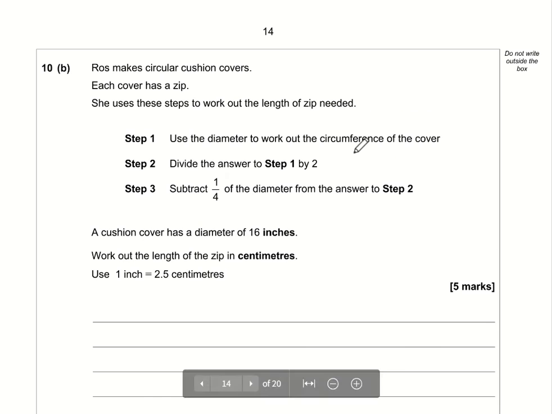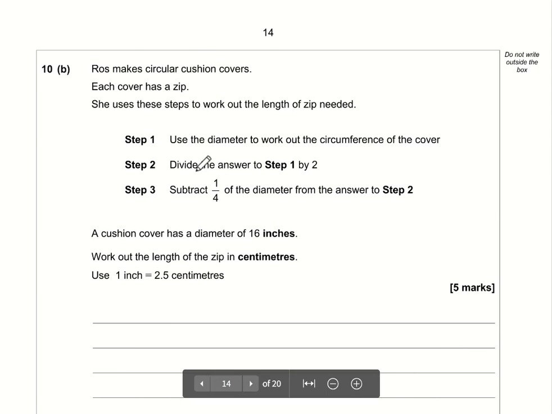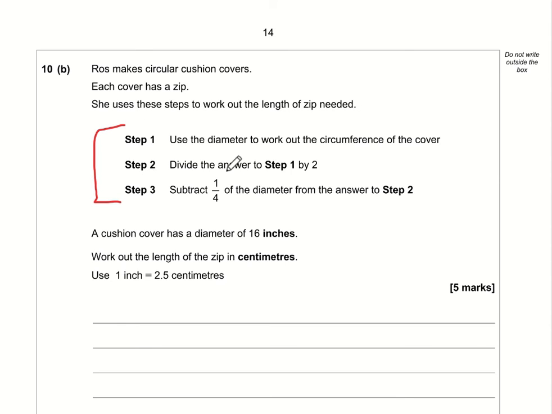Okay, this one's a little bit of a fiddle. So step 1, first of all, what do we need to do? We need to work out the length of the zip in centimetres. So these are the steps we need to follow. We're using the diameter, which is 16, to work out the circumference. Now the circumference is 2 pi r. So if the diameter is 16, then the radius is 8. So 2 pi r is going to be 2 multiplied by 3.142 multiplied by the radius, which is 8.